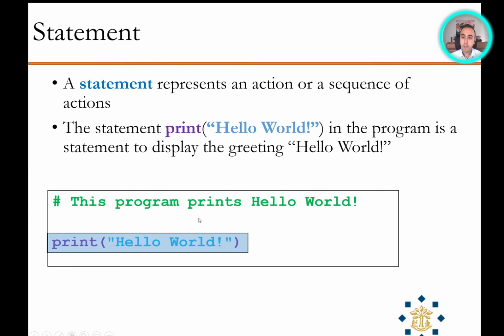And then we learned what a statement is. For instance, in this program, our statement was print. A statement represents an action or a sequence of actions. In this program, we only have one statement, the print statement. However, in an average program, the number of statements is hundreds or even thousands.